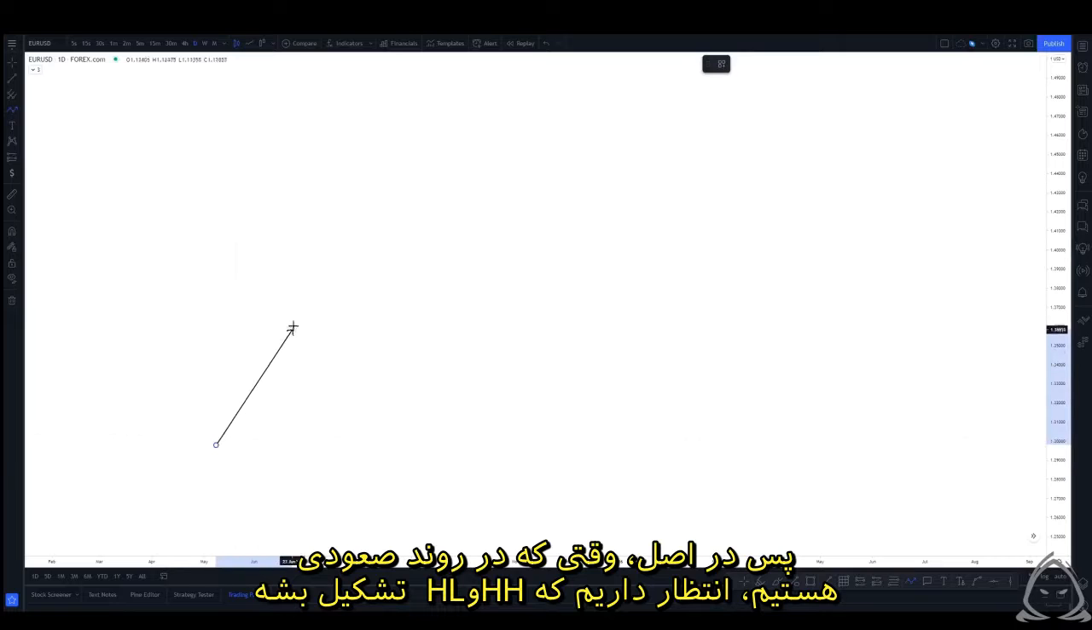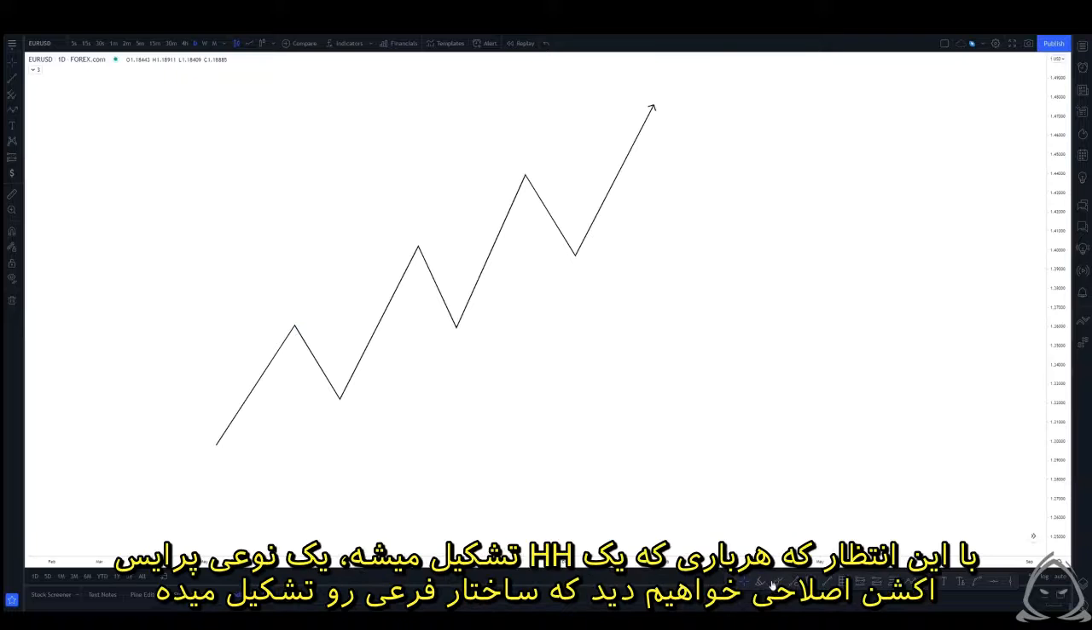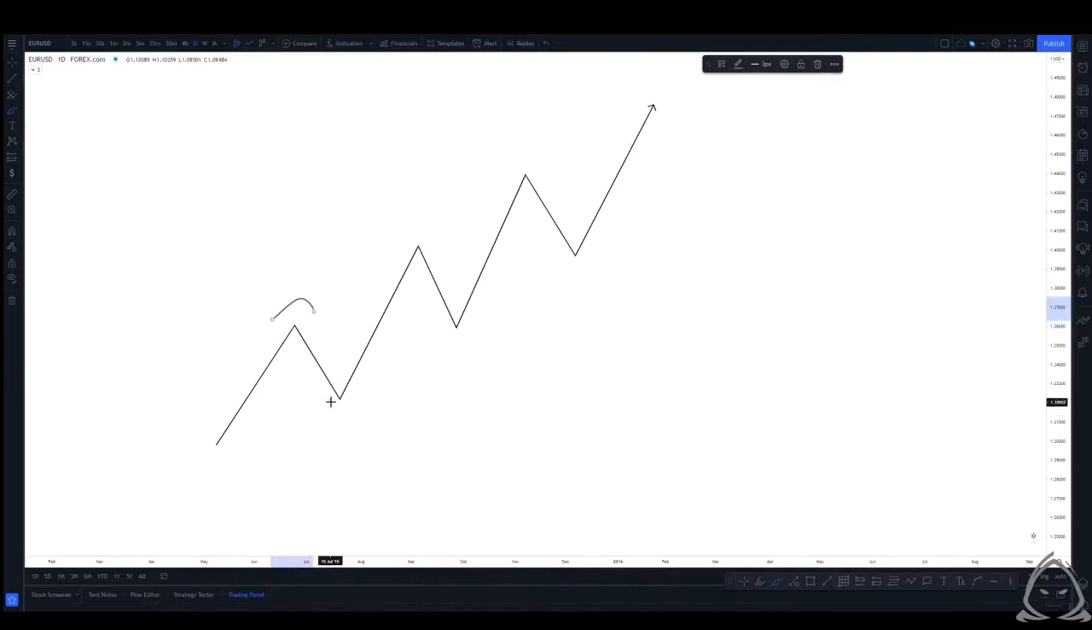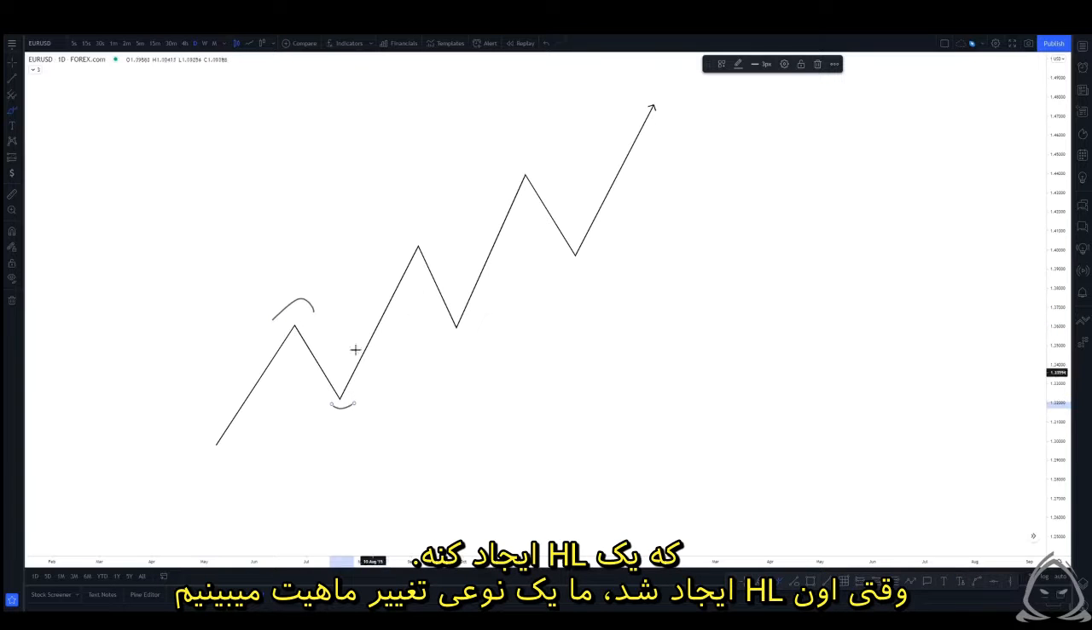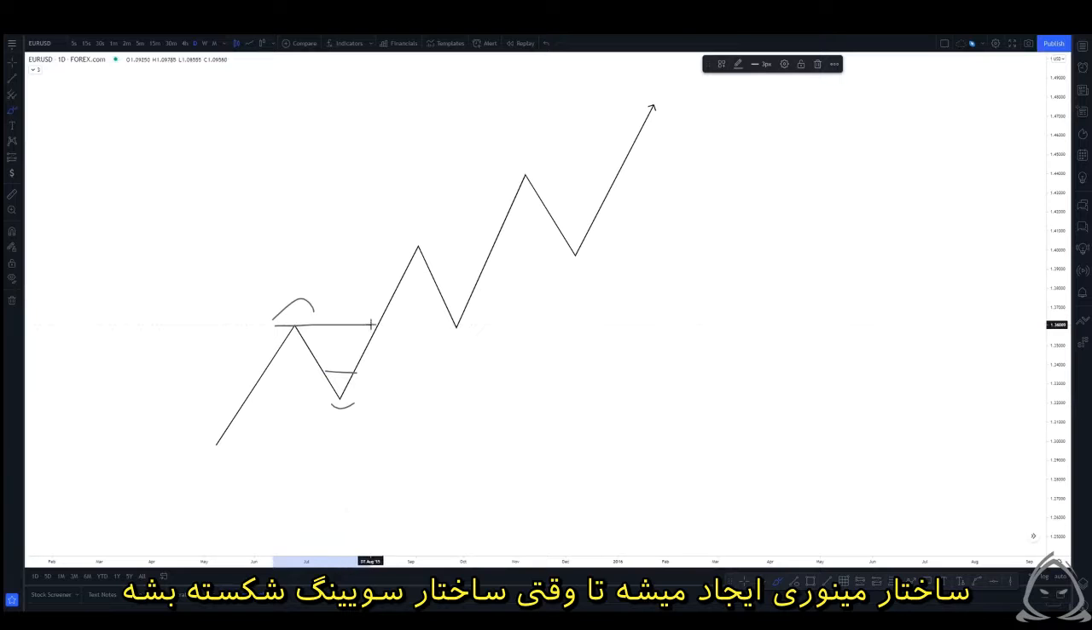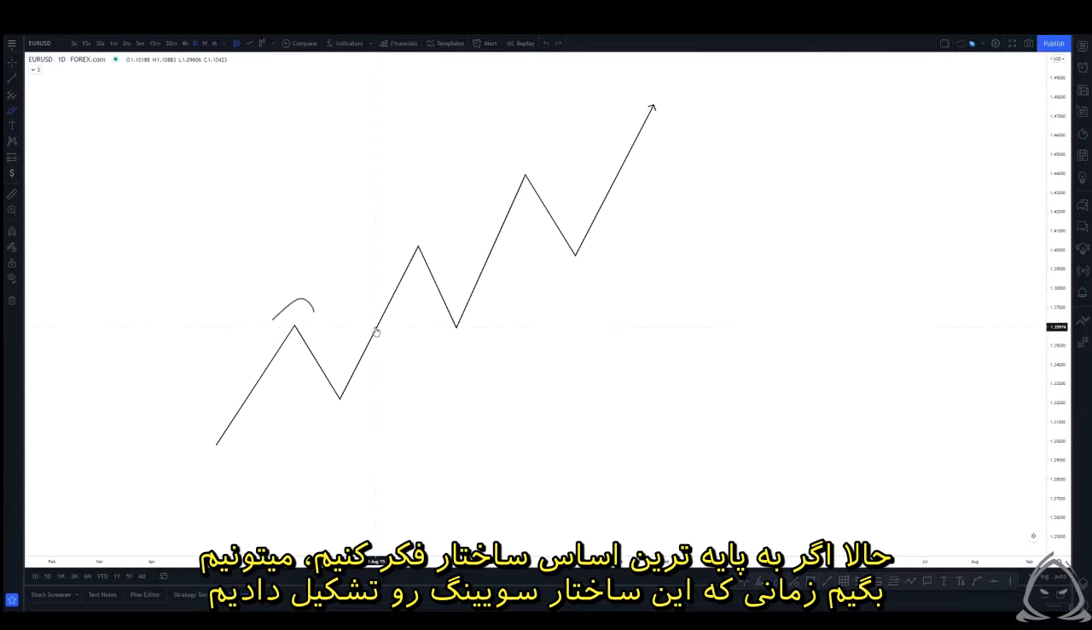So in essence, when we have an uptrend, what we're expecting to see are a series of higher highs and higher lows, with the expectation that every time a higher high is put in, we would start to see some sort of corrective price action that would create substructure to form a higher low. Once that higher low forms, we find some sort of change of character, create minor structure until the swing structure is broken.